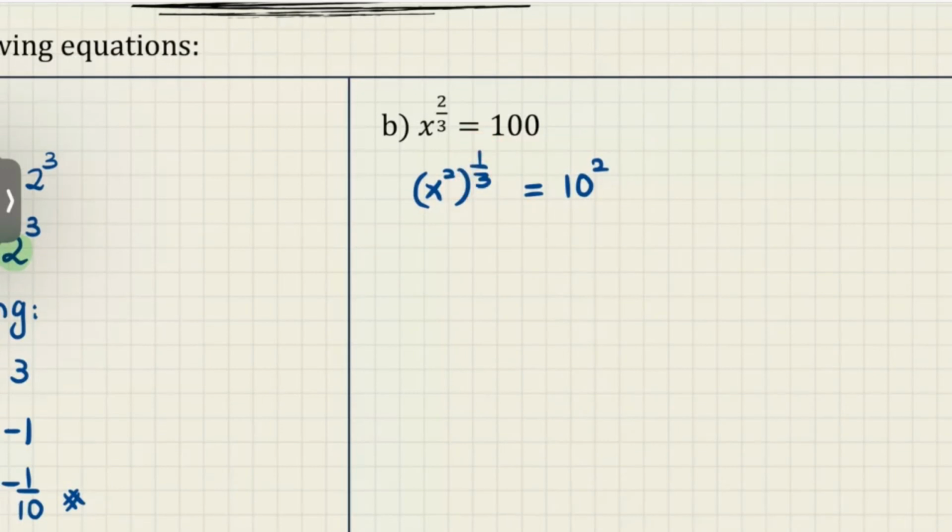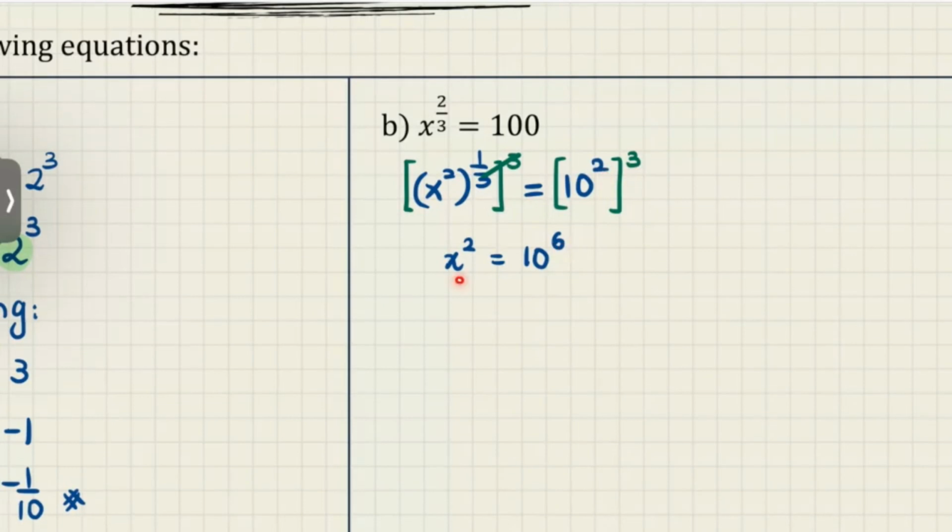Itu problem dia. So macam mana saya nak hilangkan 1/3 tu? Kita akan darabkan both sides dengan power of 3. Kenapa darabkan power of 3? Supaya 1/3 multiply by 3 dia akan jadi 1. So kita nak cancelkan 1/3 itulah sebenarnya. Okay, so ini akan jadi 1 kan? Directly 1. So we are going to have x squared equals to 10 to the power of 6. Okay, sebabnya 2 darab 3 dapat 6.